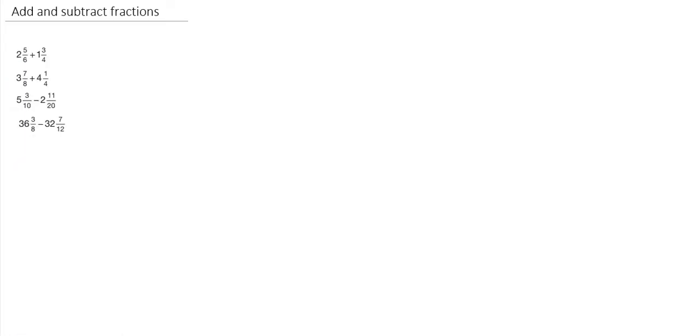In this video, we will discuss adding and subtracting fractions involving mixed numbers, improper fractions, and proper fractions. So let's take the first one as an example. We have to convert into an improper fraction first of all, like this. 2 times 6 is 12, and then adding 5, we get 17. Then add 1 and 3 fourths.